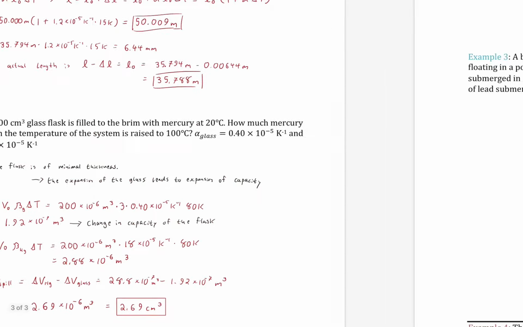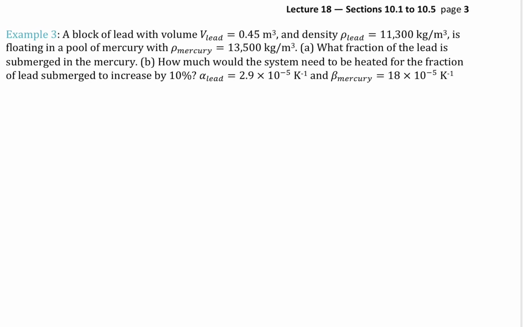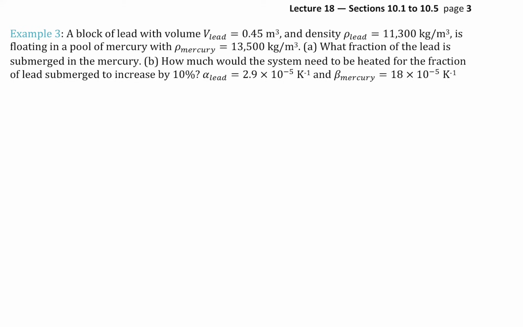Let's do our third and final example. Okay. All right, so this one has some buoyancy involved in it, and in fact, part A is all review. So a block of lead with a volume of 0.45 cubic meters, so it's a big block of lead, and a density of 11,300 kilograms per cubic meter is floating in a pool of mercury.